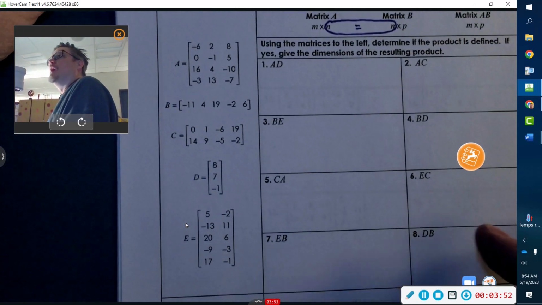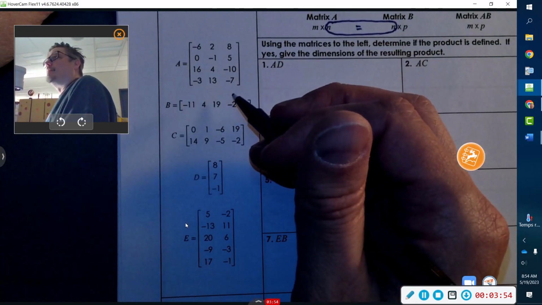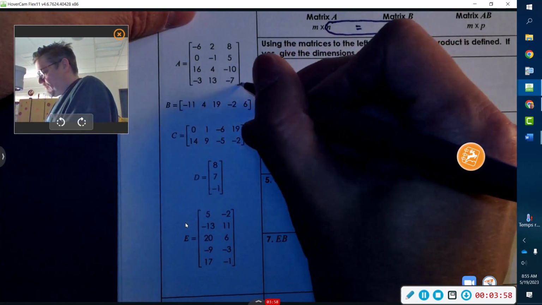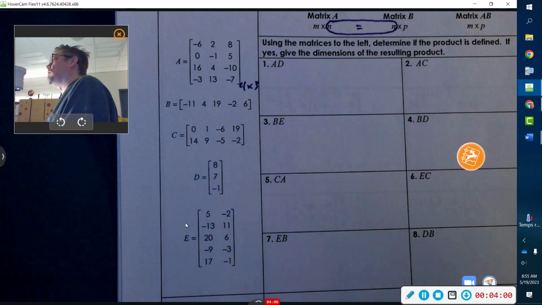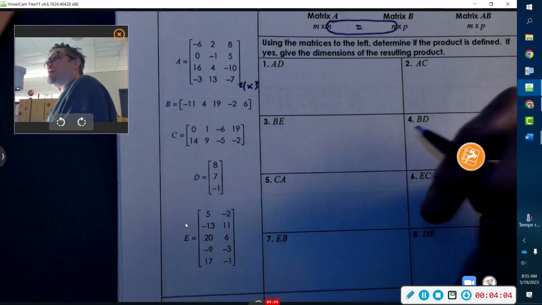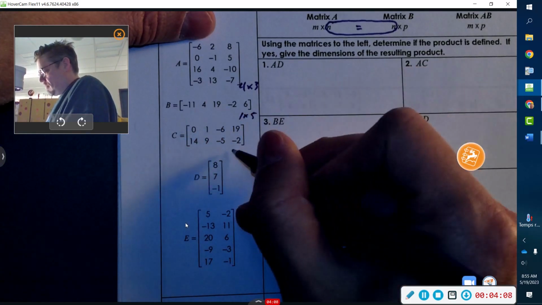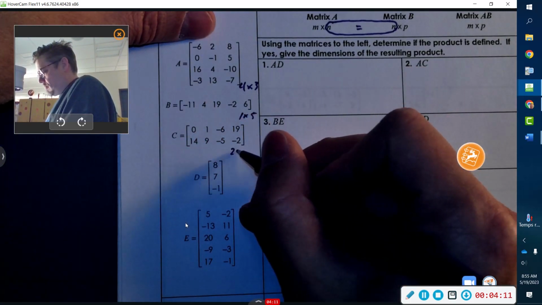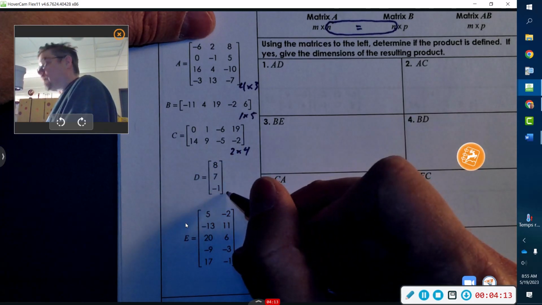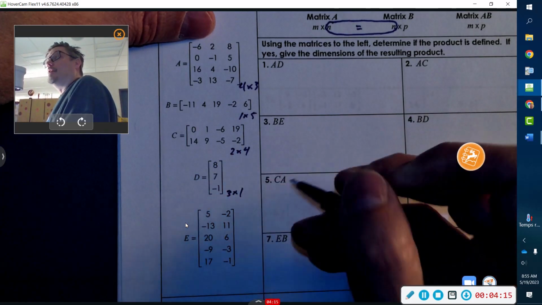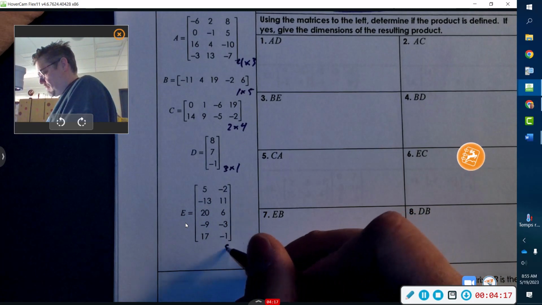What are the dimensions here for A? 4 by 3, good. Now if you say 3 by 4, you're switching them. You've got to keep the order. What's this guy? 1 by 5. Keep going. 2 by 4. This is a 3 by 1. Good. And then finally, 5 by 2.